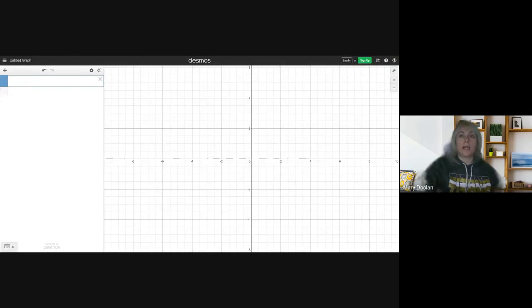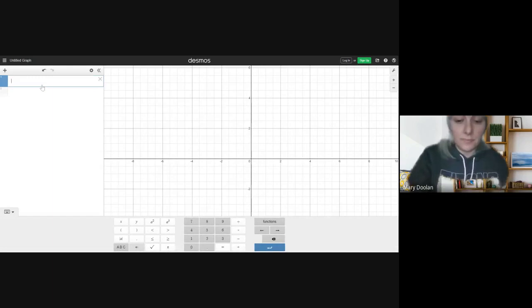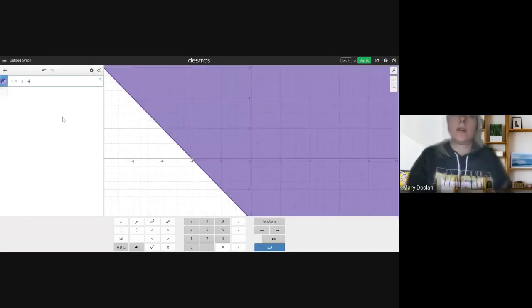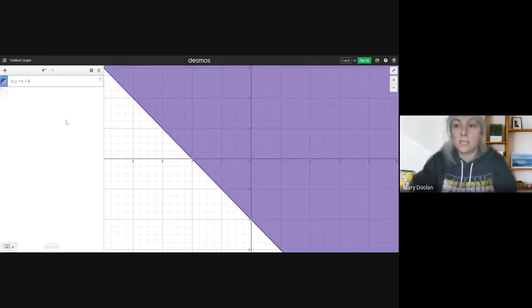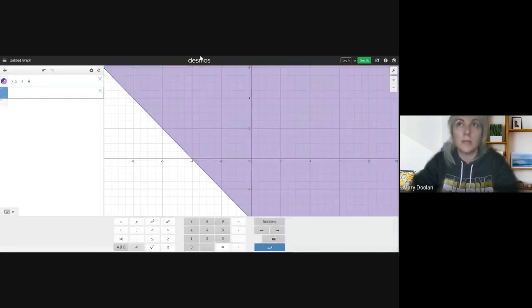So I'm going to start with y is greater than, and I do need to use the keyboard to get that symbol, negative x minus 4. Okay, so once I've done that, it's using a different color. It's using purple for this first inequality. The inequality graph is shown for me here in Desmos. So it's the half plane where everything is purple. It's a solid line because of the symbol.